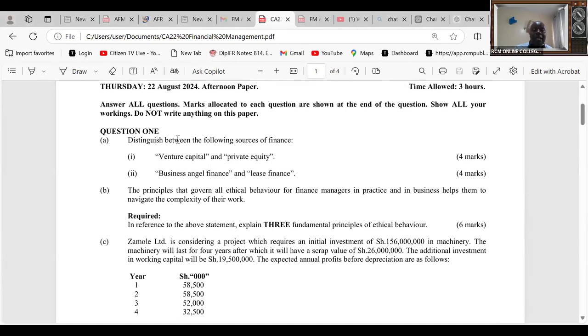We have here venture capital and private equity. Is there somebody who can give us the difference between venture capital and private equity?